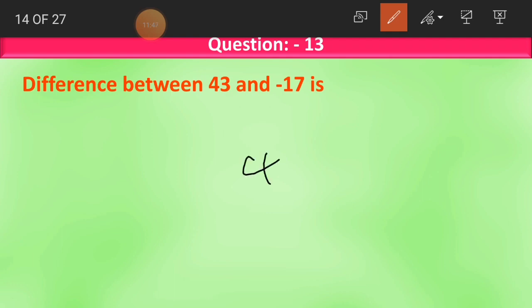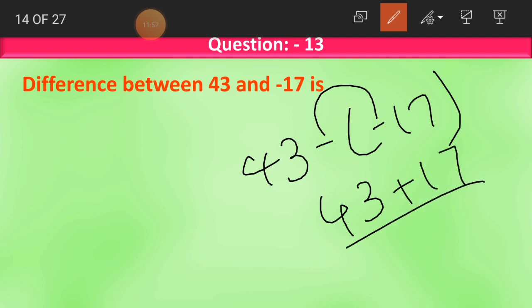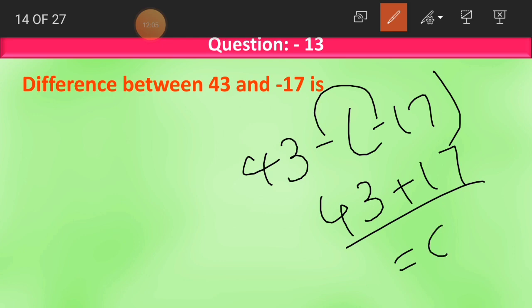As I said, difference: 43 minus of minus 17. Minus into minus, same signs. When we multiply same signs, the answer will be plus. So 43 plus 17. How do we add it? We add them as whole numbers, which we do normally. The answer will be what? The answer will be 60.